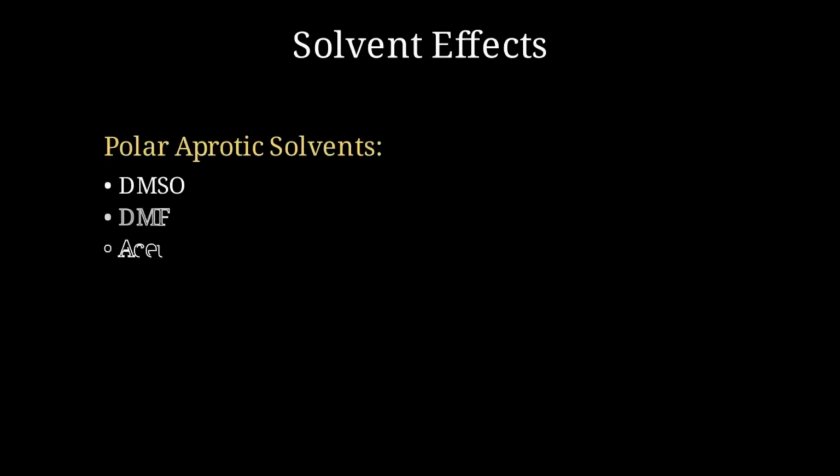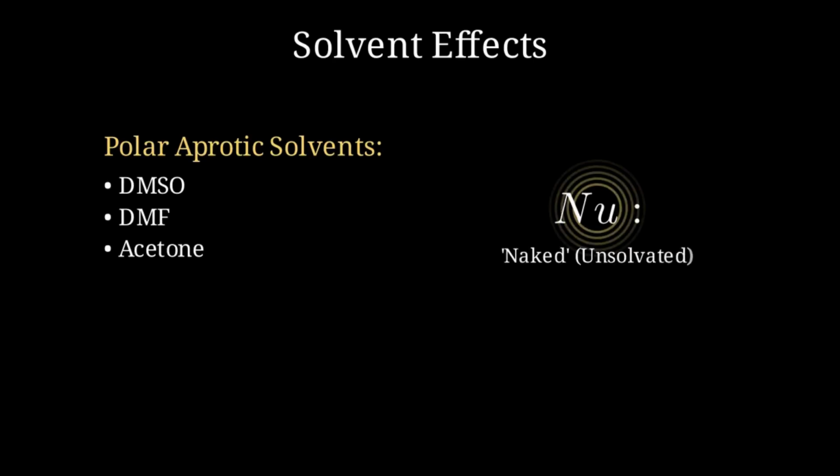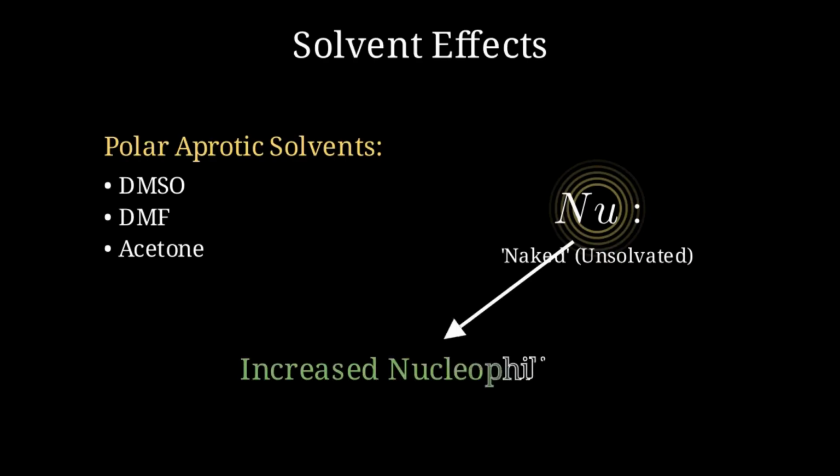Solvents play a major role. Polar aprotic solvents like DMSO or DMF are preferred because they do not solvate the nucleophile strongly. This leaves the alkoxide unencumbered and more reactive, significantly increasing the rate of the SN2 attack.